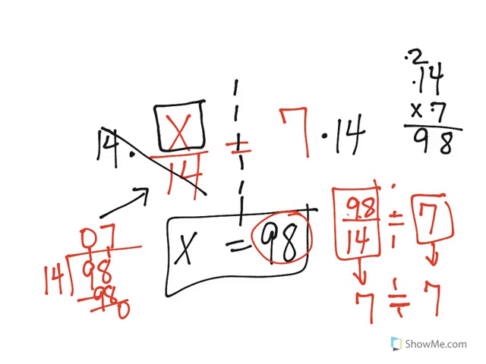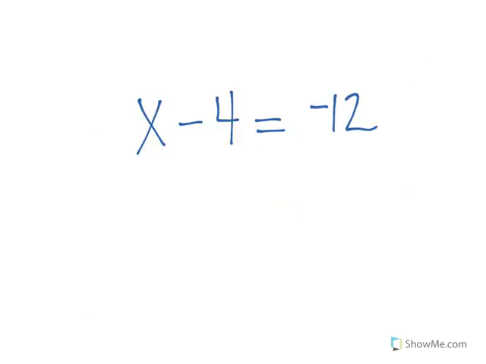Alright guys, I hope I didn't confuse you. Now let's go ahead and try a few more. This time we're going to use integers. Alright, here we have x minus 4 equals negative 12.